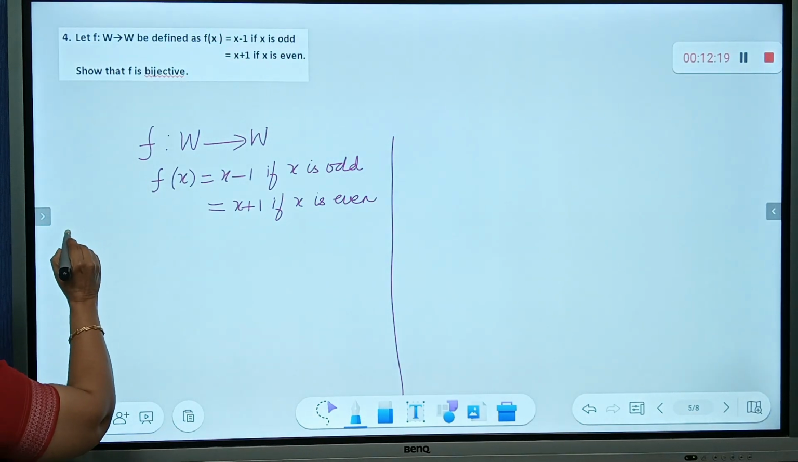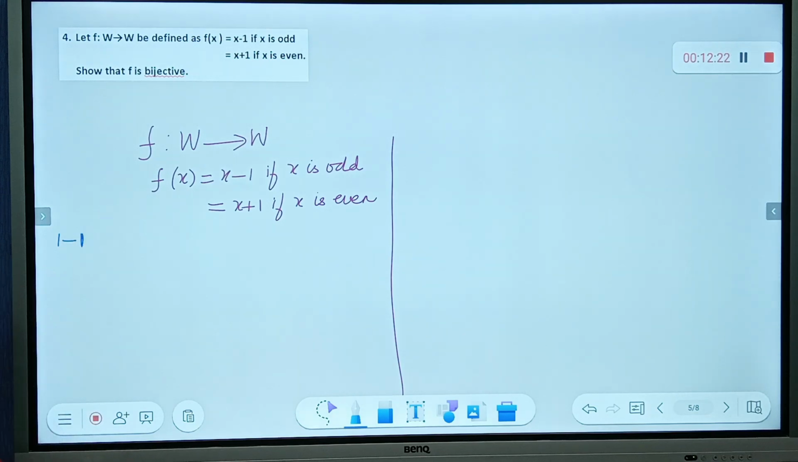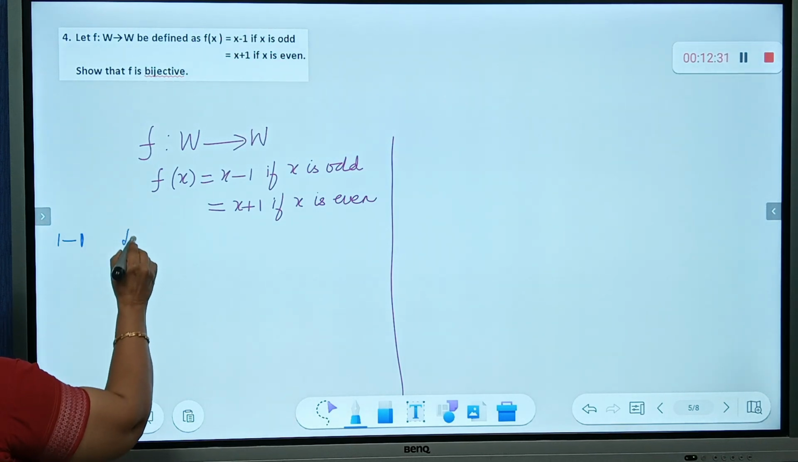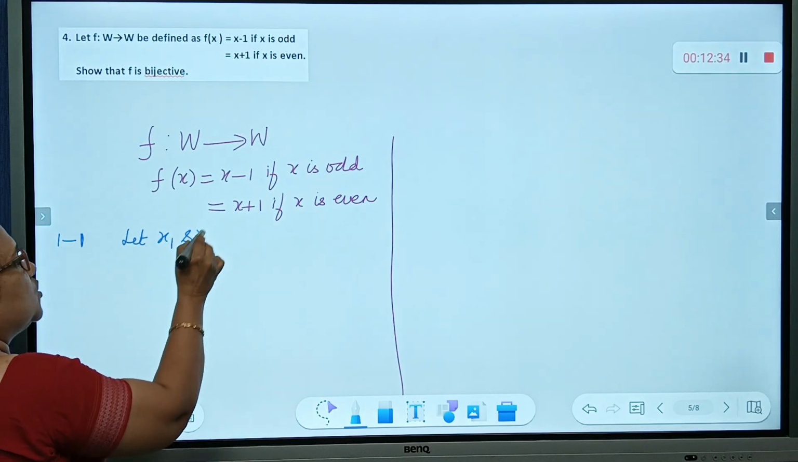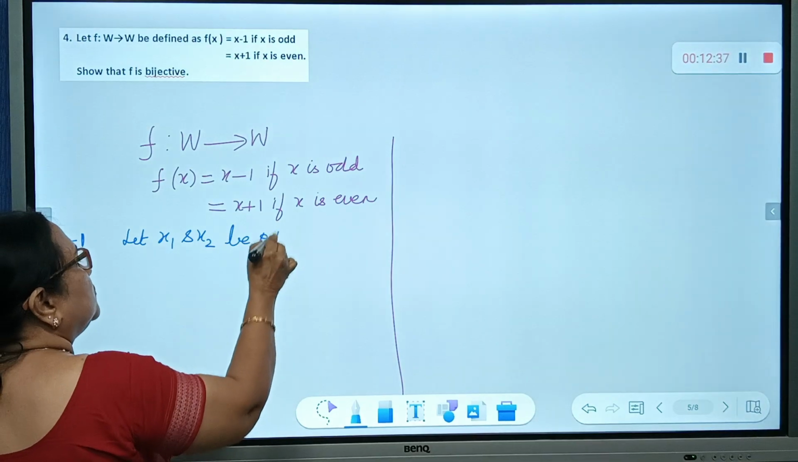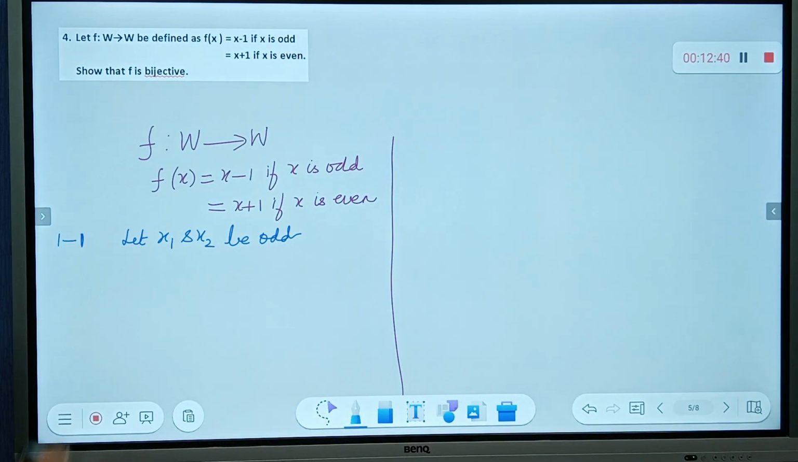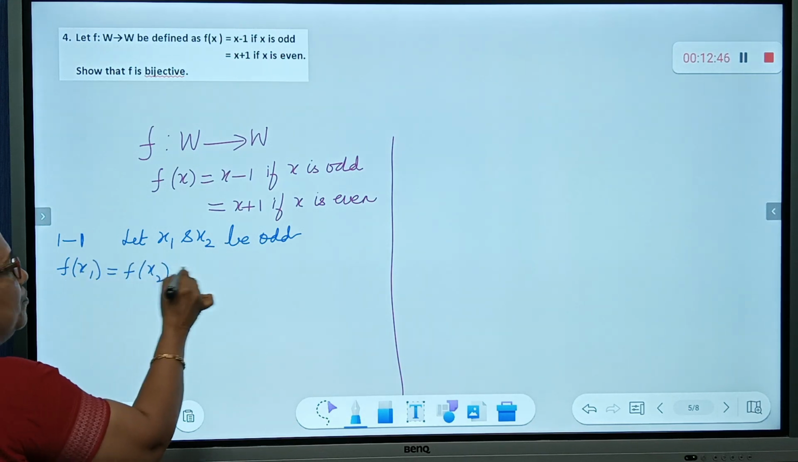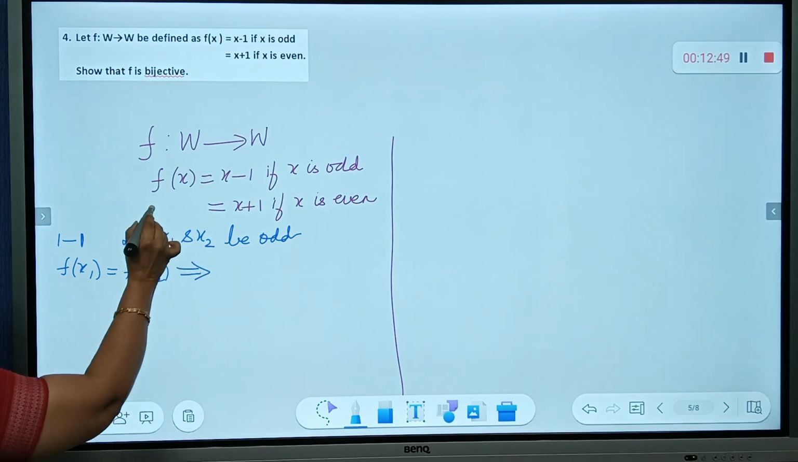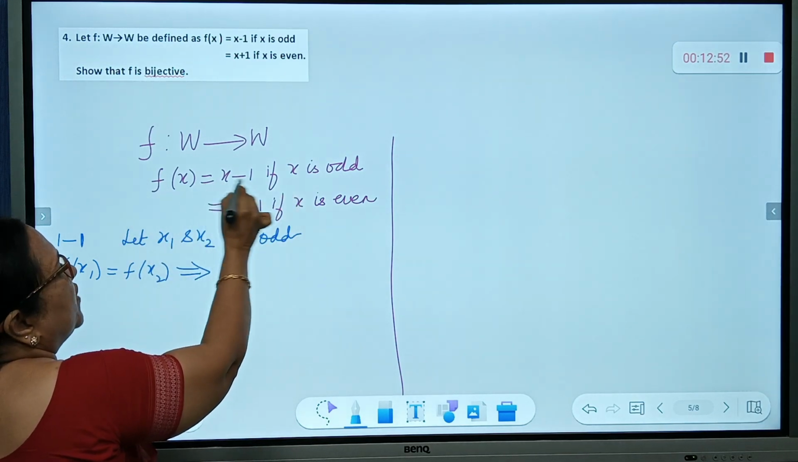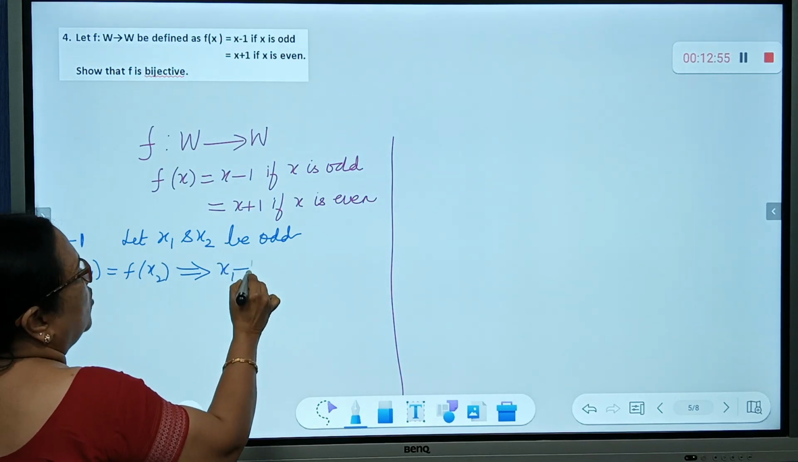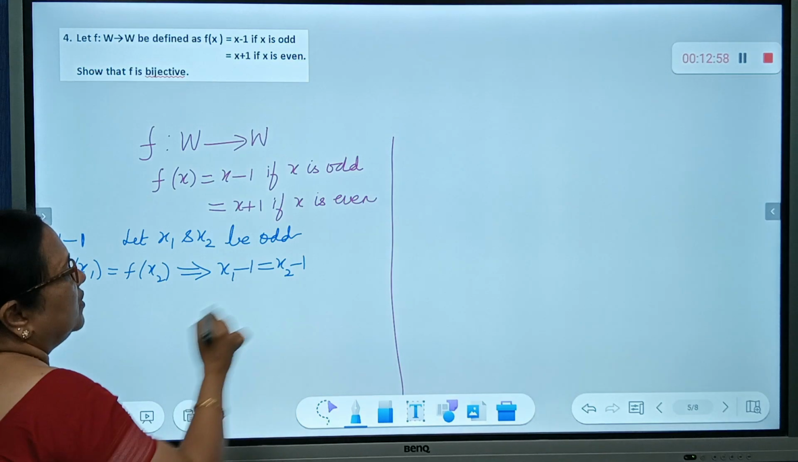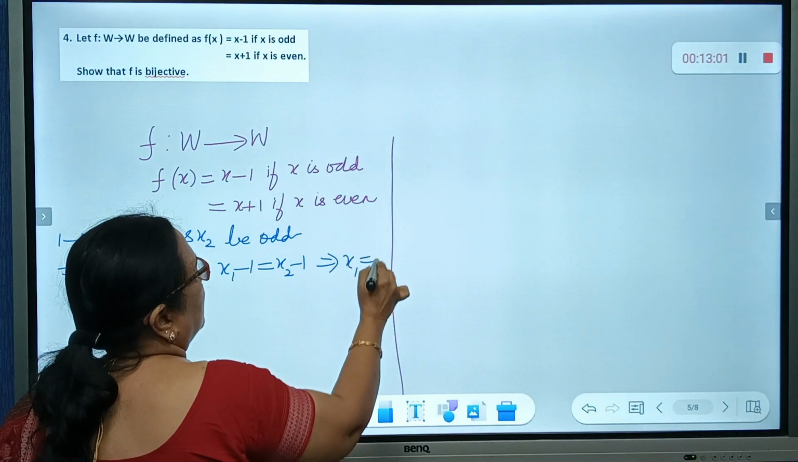So first thing I am going to prove is 1 to 1. So when we talk about 1 to 1, f of x1 equal to f of x2 implies x1 equal to x2 is what we need to prove. But there are different cases. So let x1 and x2 be odd. Then f of x1 equal to f of x2 would imply, if x1 and x2 are odd, then what is f of x? If x is odd, f of x is x minus 1. x1 minus 1 equal to x2 minus 1, which implies x1 equal to x2.